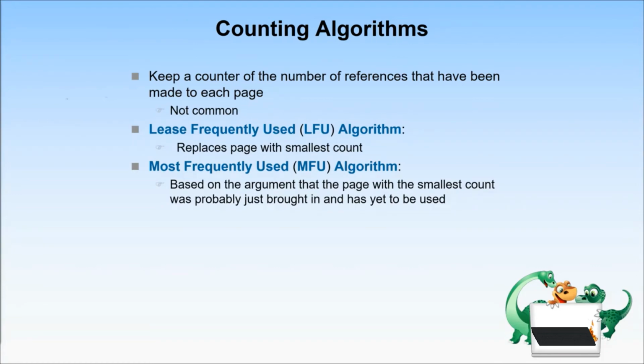In general, counting based algorithms are not commonly used. That's why we did not include them in the examples we provided. We only provide examples on first in first out, least recently used and optimal.